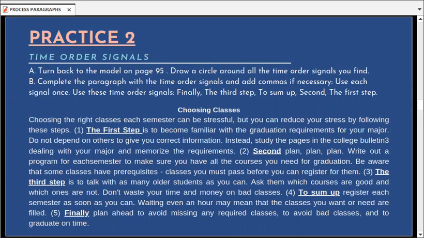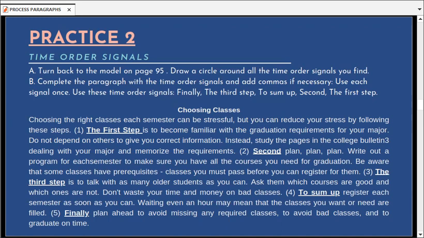Practice 2. Time order signals. A. Turn back to the model on page 95. Draw a circle around all the time order signals you find. B. Complete the paragraph with the time order signals and add commas if necessary. Use each signal once. Use these time order signals: finally, the third step, to sum up, second, the first step.